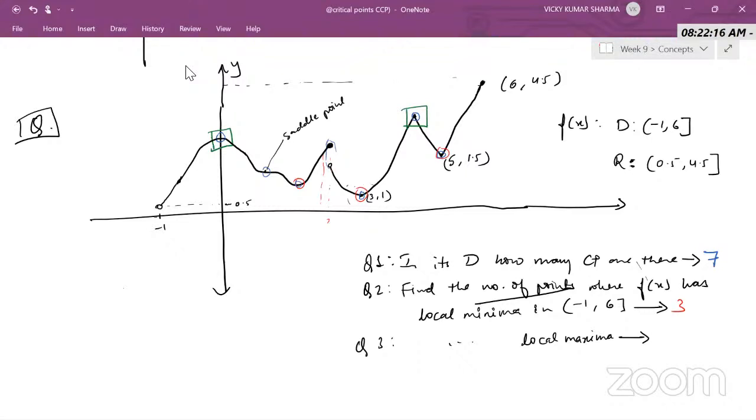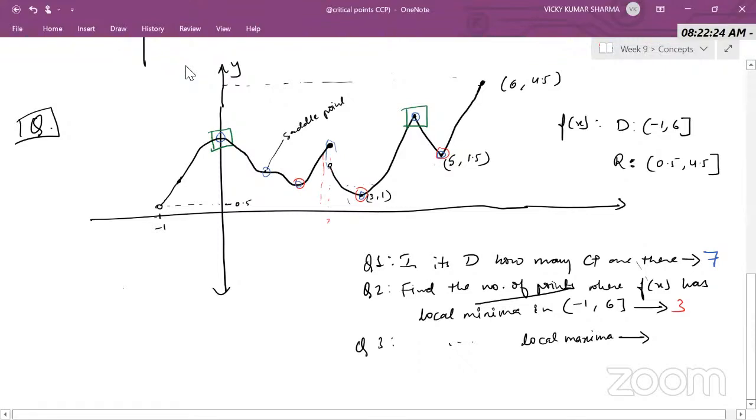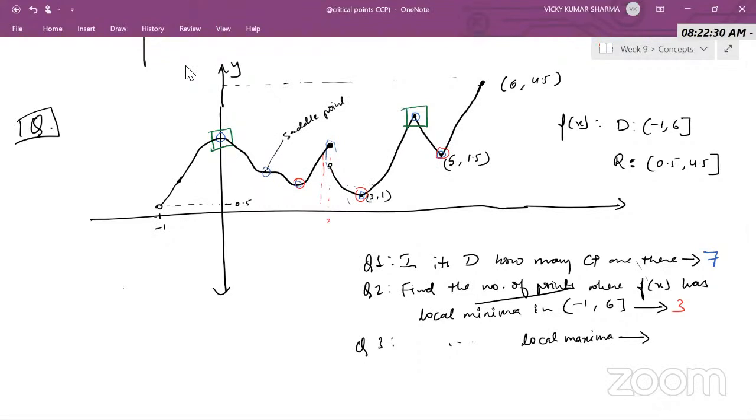Is this a local maxima? No, this is a minimum. Can anyone say this is a local maxima? Any of you claiming yes? If yes, I can discuss again. If not, then I'll just move ahead. Is this point a local maxima? No, sir. Okay, so all of you are fine till here. Is this a local maxima? Yes, sir.